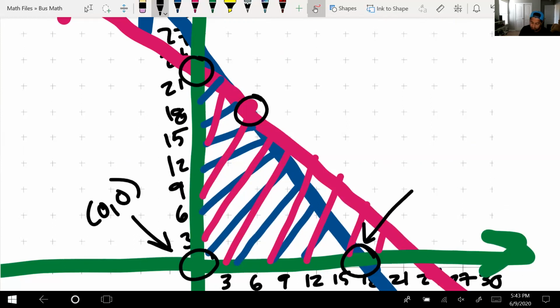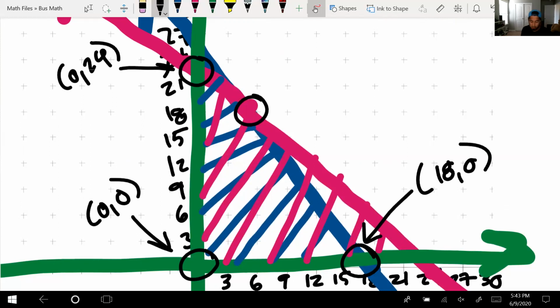This one is 18, right? 18 and 0. This point, I'll do it from the other side, is 0, 24. And this point, if our graph is good, I think it might be 6 and 18. But we're going to have to prove it because I'm not sure.